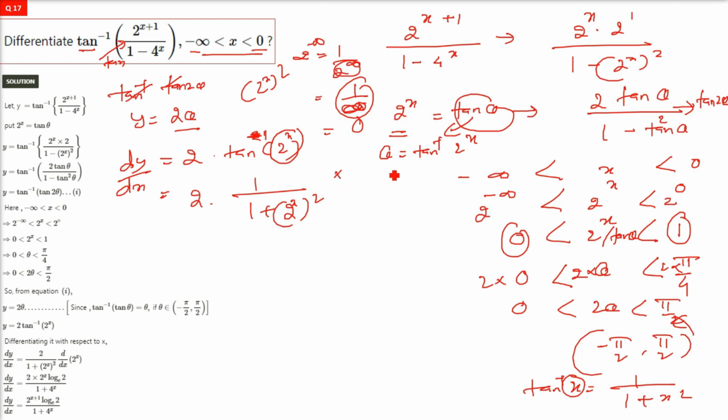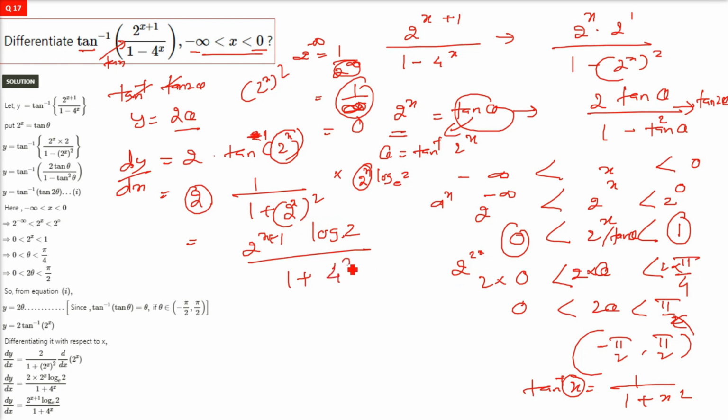What is 2 to the power x? It is of the form a to the power x. And a to the power x differentiation is what? a to the power x log base e a, which is 2 here in this case. So what all we got? 2 to the power x and 2 you can combine. It will be 2 to the power x plus 1, and log base e 2 will be there, over 1 plus 4 to the power x. So the next question which is upcoming, most of the things will remain same. Alright. So this is the final answer of this question.